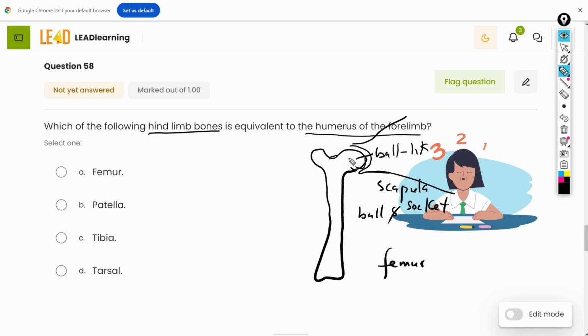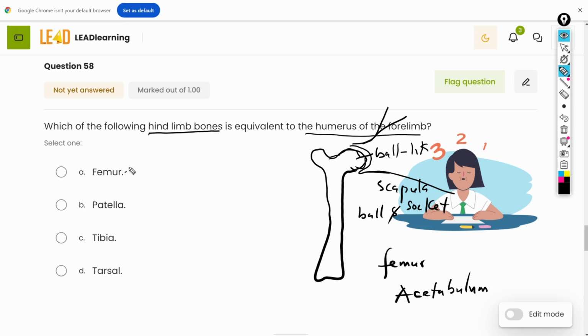The femur also has a ball-like head, and the ball-like head now fits into the cavity on the pelvis. The cavity in this case is called the acetabulum, as against the cavity in the scapula that we call the glenoid cavity. This one is the acetabulum. So the only structure that is equivalent to the humerus of the forelimb is the femur.